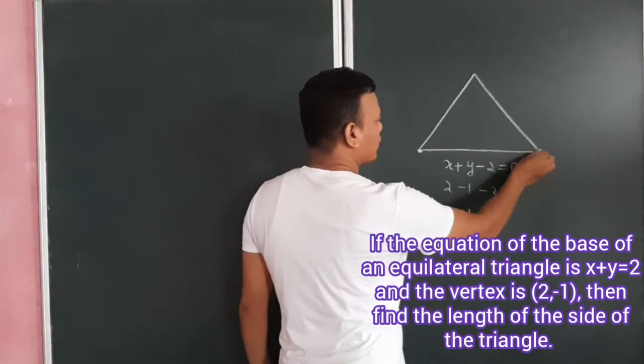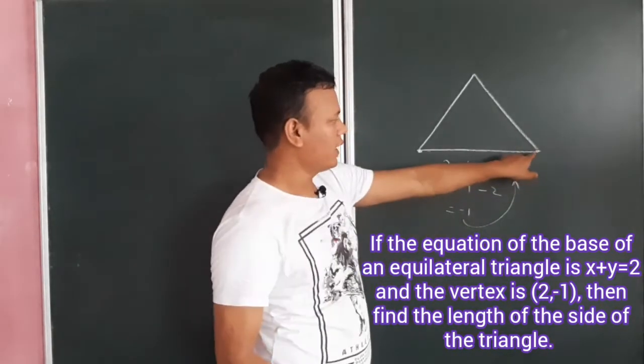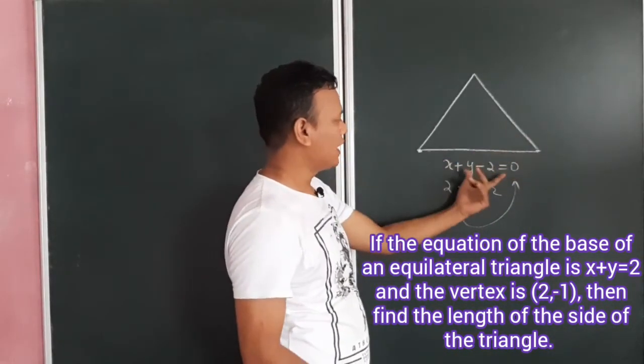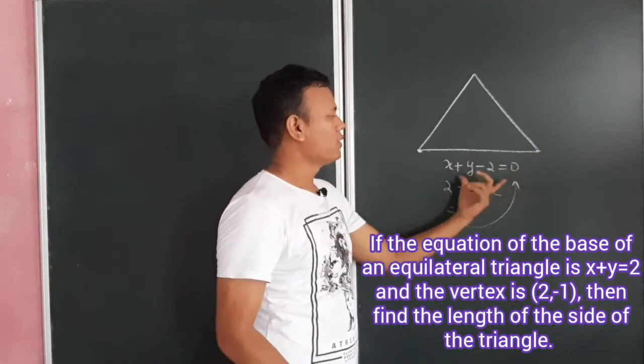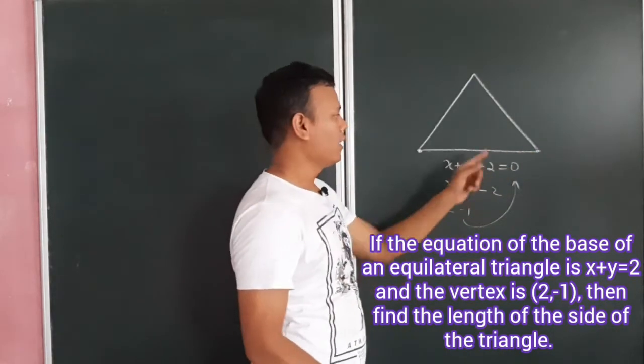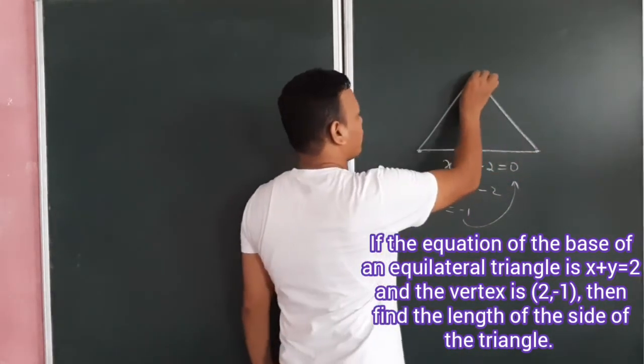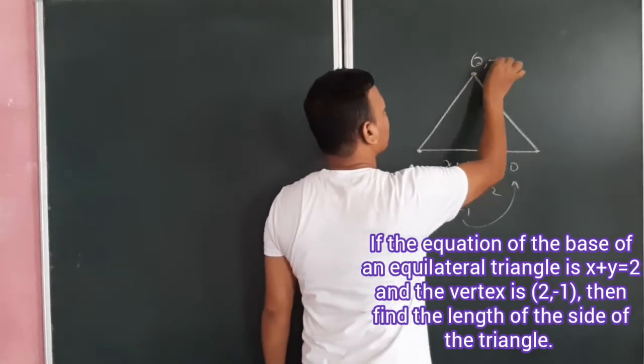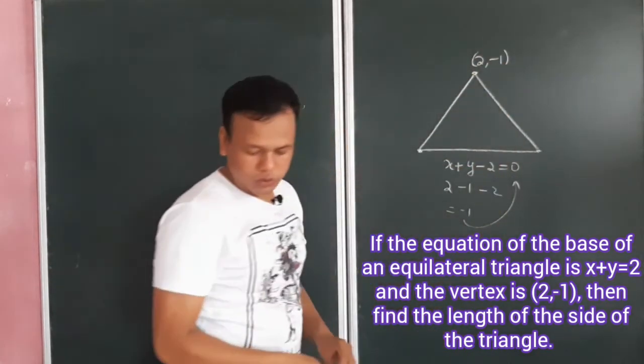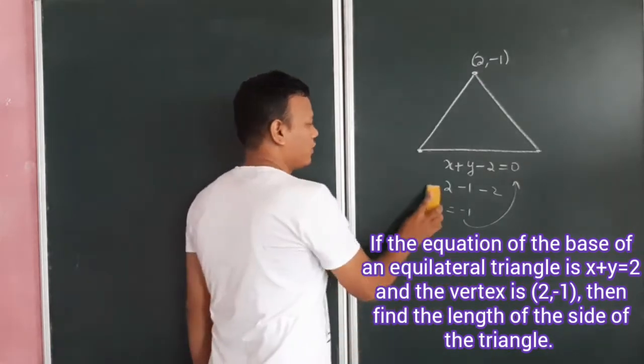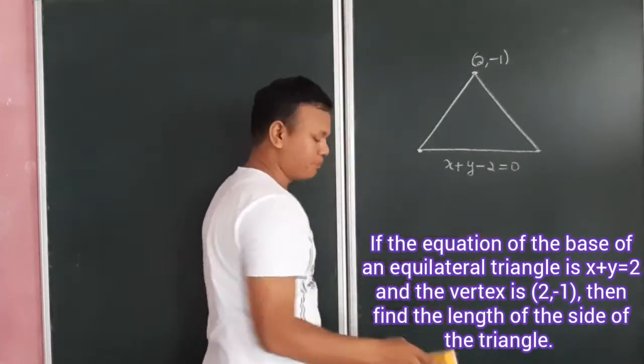Similarly, here also we cannot take 2 comma minus 1. Again, if I take, then this must lie on this line, but 2 comma minus 1 doesn't satisfy this equation. So that's why obviously that 2 comma minus 1 has to be somewhere out here. Hope this thing is clear to you. Okay, very good. So we got our vertex.